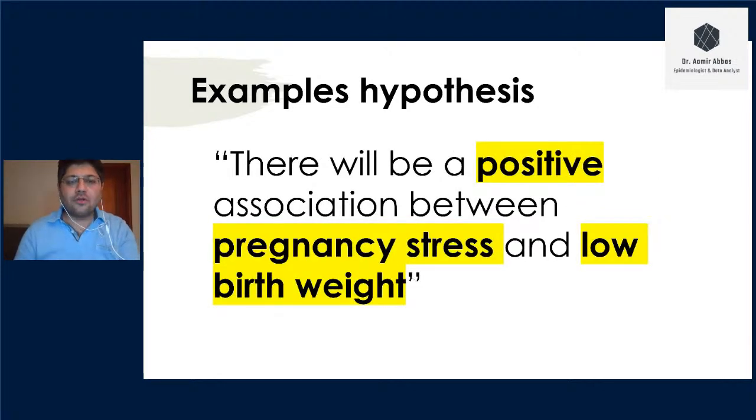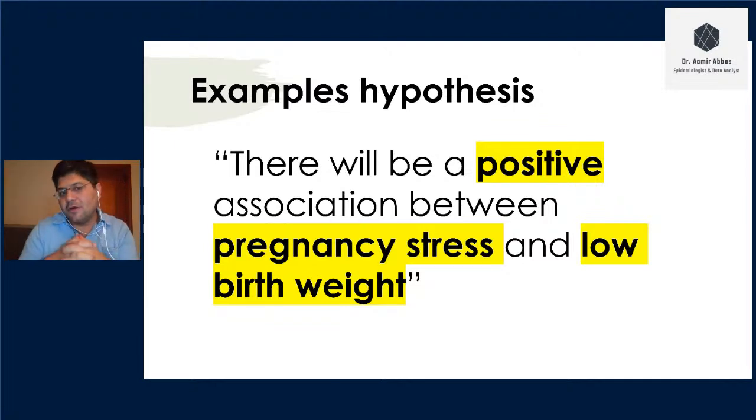So if I want to convert this particular specific aim into a hypothesis, then this is one way to do it: the hypothesis will be that there will be a positive association between pregnancy stress and low birth weight. And as you can see on the screen, I have highlighted a few words. For example, I've highlighted the word positive. Why have I highlighted the word positive?